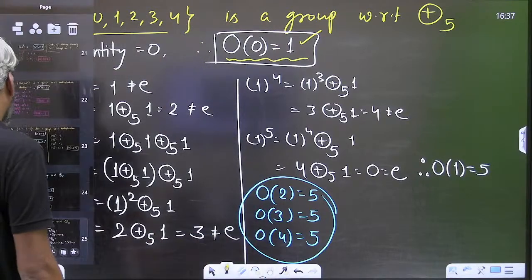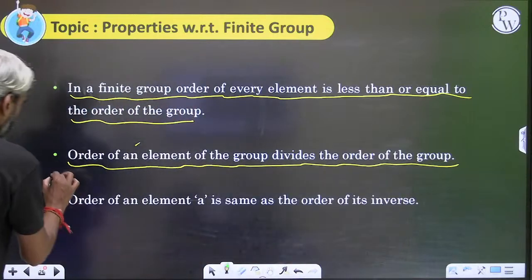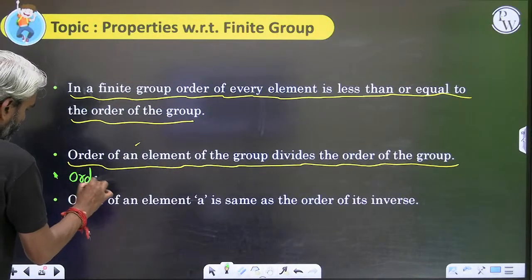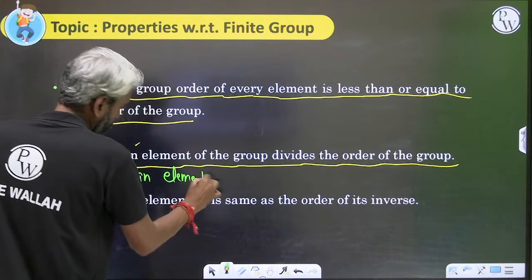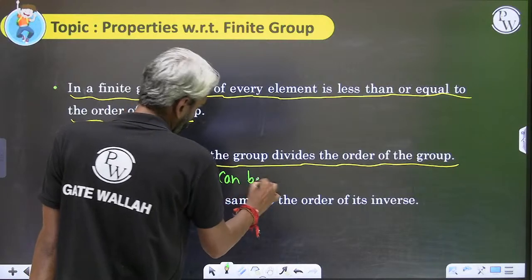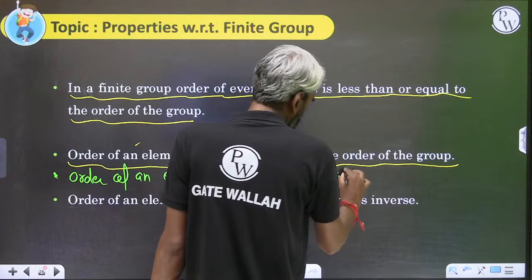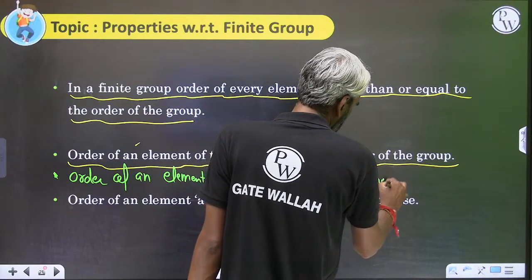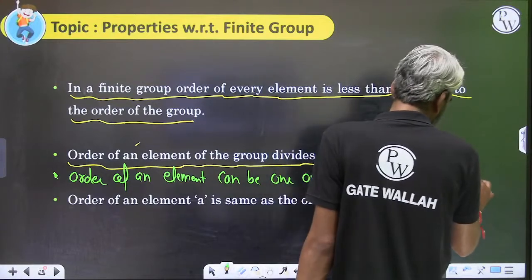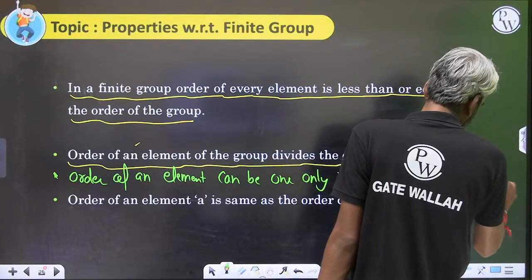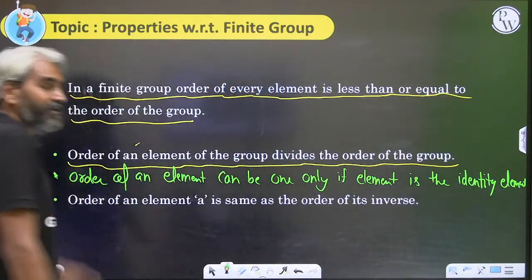So, please note down some more points if you want. Order of an element can be 1 only if the element is the identity element.